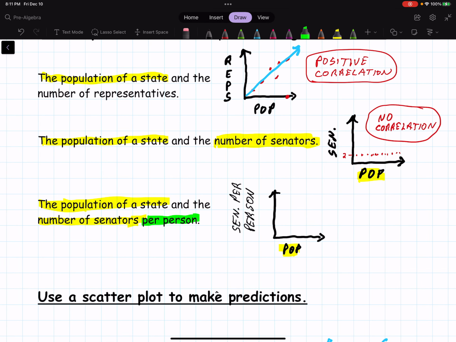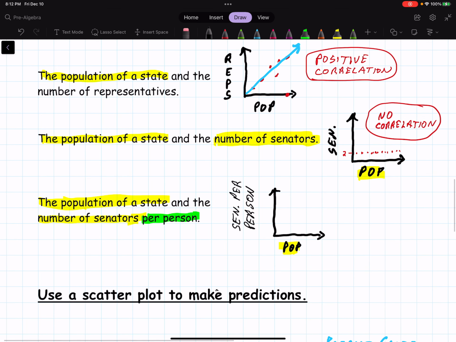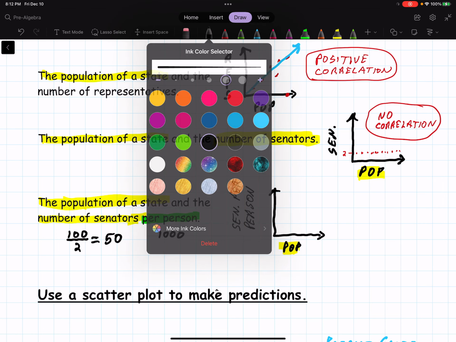I'm just going to do some quick math here. If I had a state with, just using small numbers, 100 in population, and I have 2 senators, that means I have 50 people per senator. Now if I go to a really big state, I did that backwards, upside down. Let me do that again. There we go.